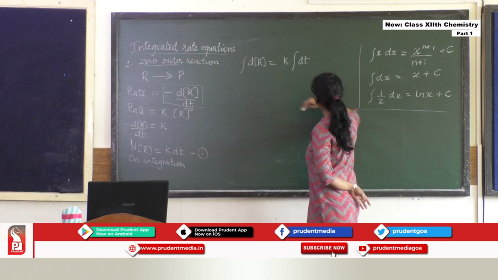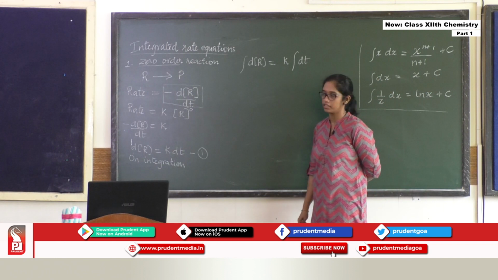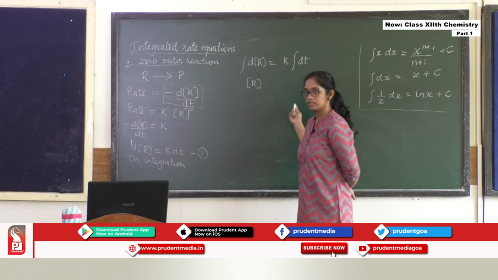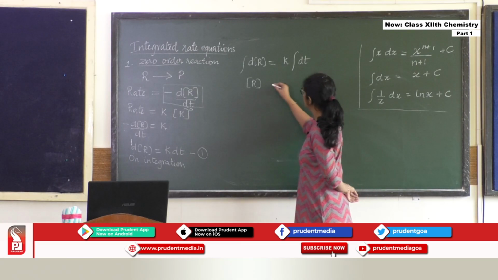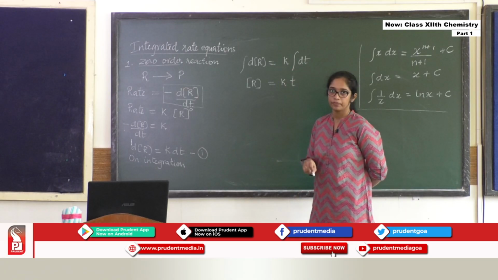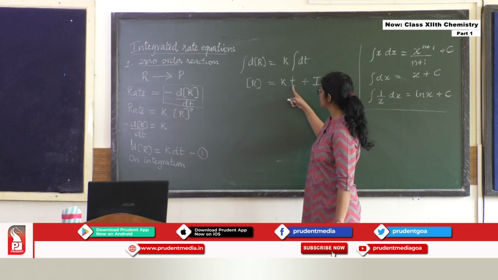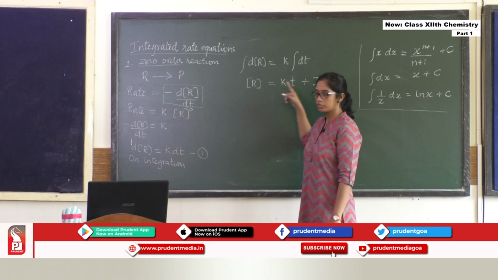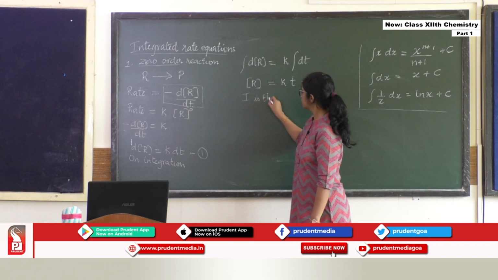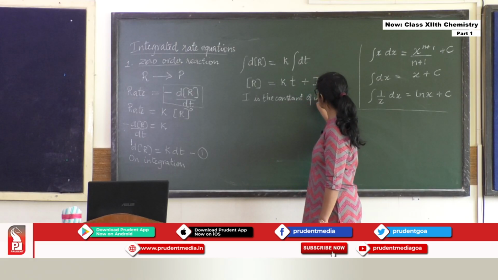Now the integral of dx is supposed to be x plus c, where c is known as the constant of integration. So the integral of dR is given as R plus the constant of integration, which I am going to write later, equal to k times the integral of dt, which would be t plus I. We are going to have a constant here for t as well as for R, which I am going to write together as I. So I here is the constant of integration.